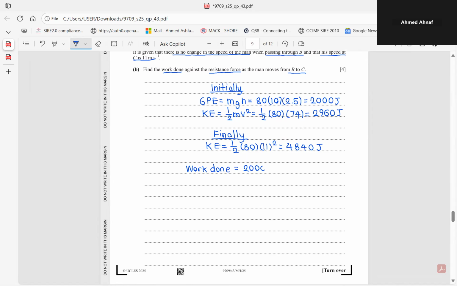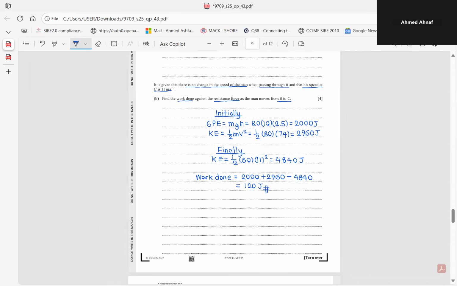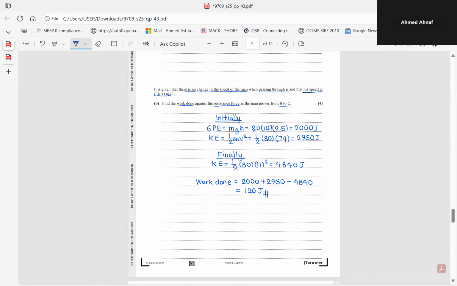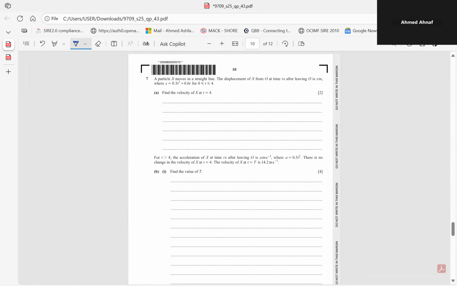So let's add up the initial energy and then subtract it from the final amount of energy. So this would give you 120 joules. So this is our final answer for this final part as well as the entire question. Let's head on to the next question.